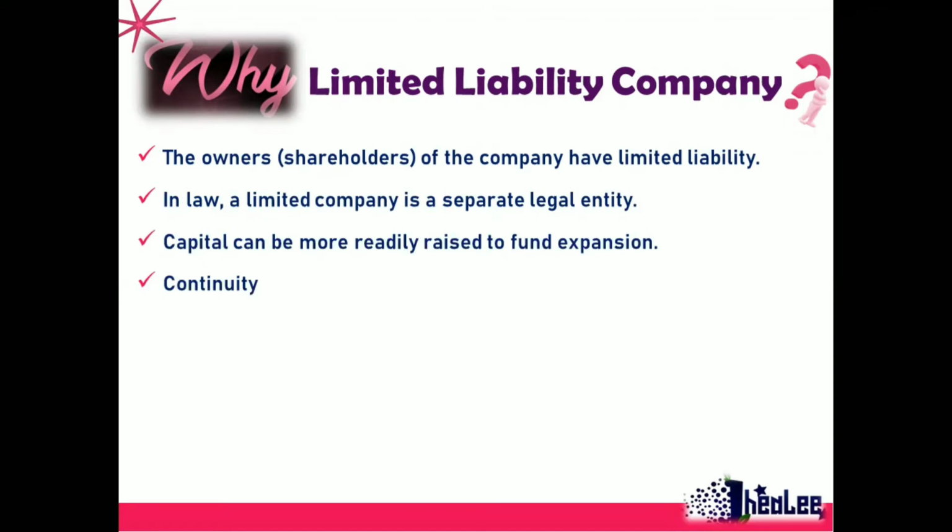Next, continuity. And what do we mean by this? Unlike the sole trader or partnership, the company has basically unlimited life, but it can be dissolved. In dissolving the company, it can be done by a court order, and that would be a judicial dissolution. It can be done by the approval of the majority of shareholders or the expiration of the company's powers. So remember, it has continuity.